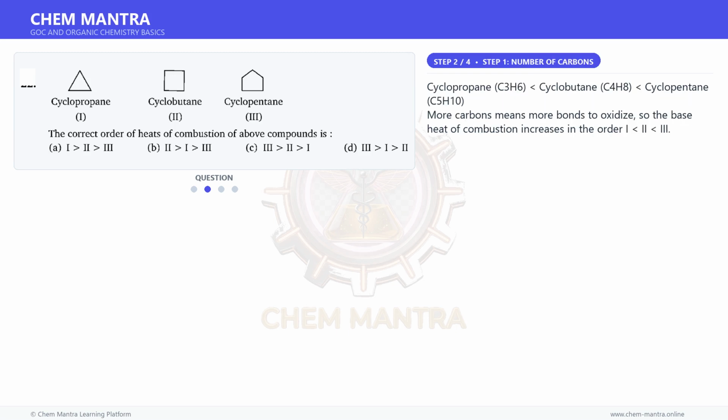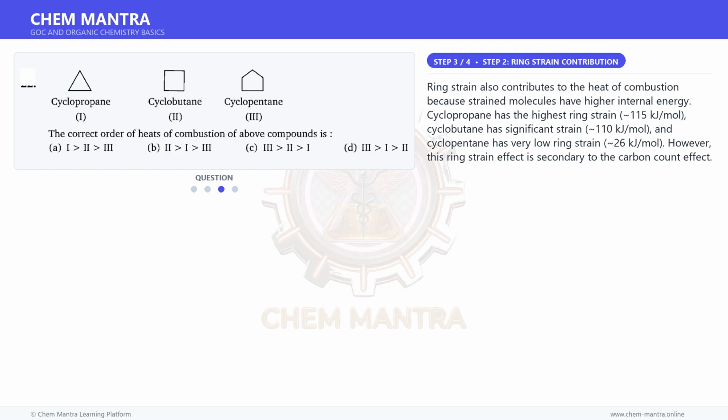Moving on to the next step. Cyclopropane, C3H6, cyclobutane, C4H8, cyclopentane, C5H10. More carbons means more bonds to oxidize, so the base heat of combustion increases in the order 1 to 3. Moving on to the next step.